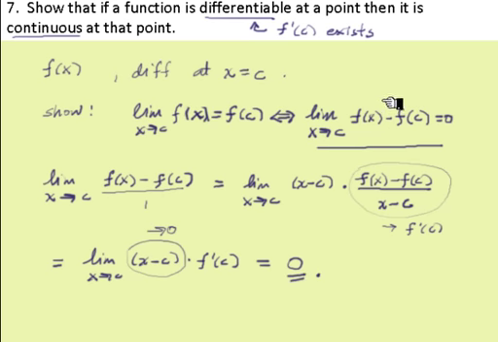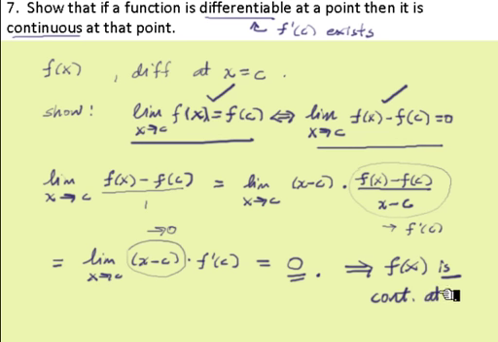All right, so we showed this. We showed that the limit as x goes to c of f of x minus f of c is equal to 0. So we showed that, which is the same as this. Okay, that the limit as x goes to c of f of x is equal to f of c. And this is what we had to show for continuity. So we're done. Therefore, f of x is continuous at x equals c.